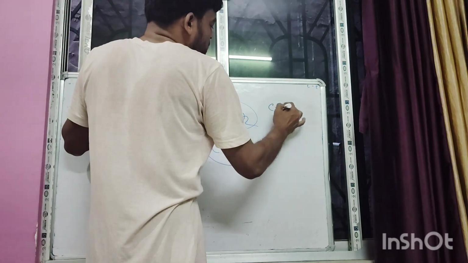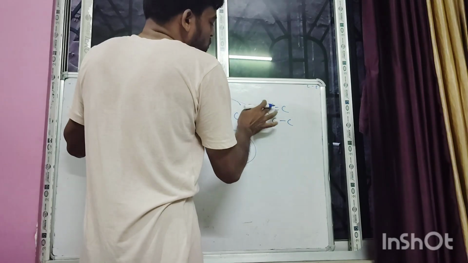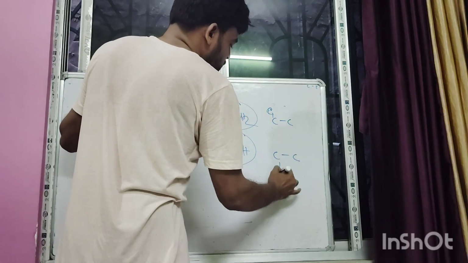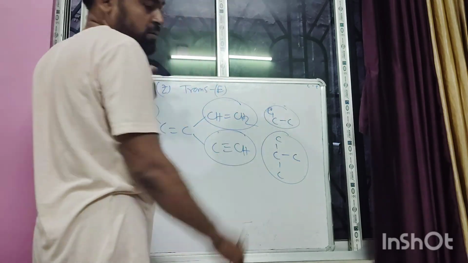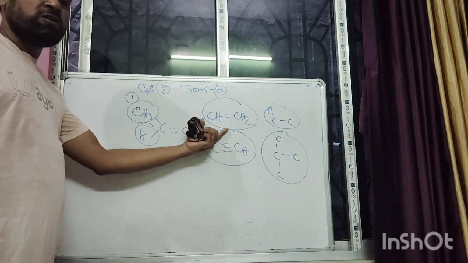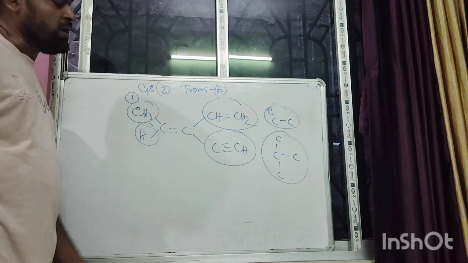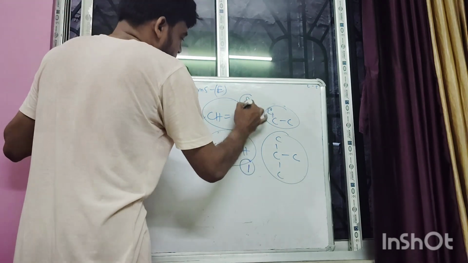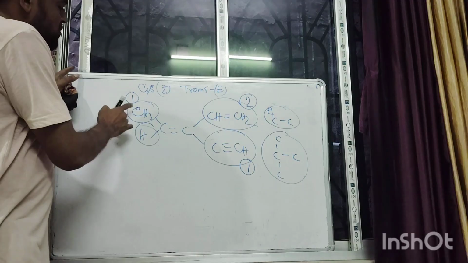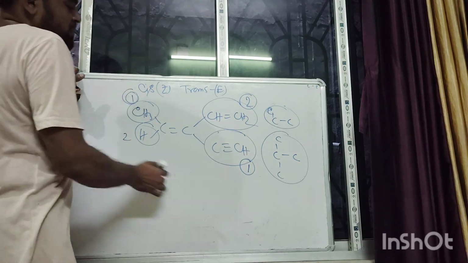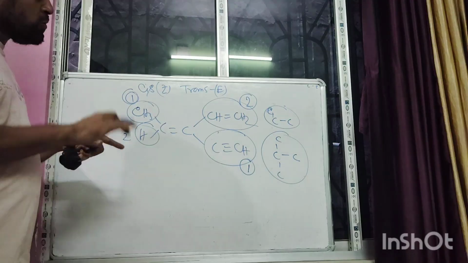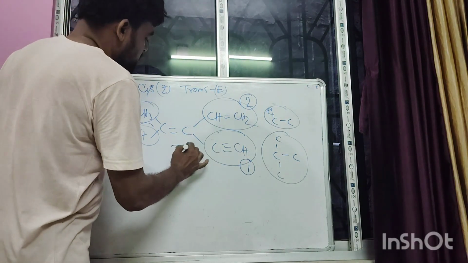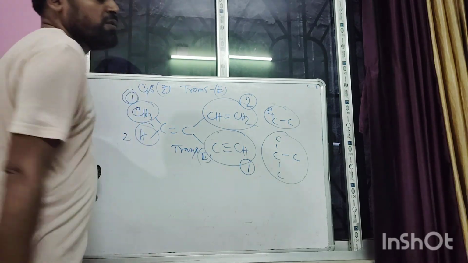Double bond means C is bonded to 2 C. Triple bond means C is bonded to 3 C. So between the double bond and triple bond, the double bond is lowest in priority order and the triple bond is highest in priority order, as the carbon is attached to 3 C. So between priority 1 and 2, one is in the upper direction and one is in the lower direction. Both are in anti-position or opposite direction. Opposite direction is called trans. Trans means E, so it is called an E isomer.